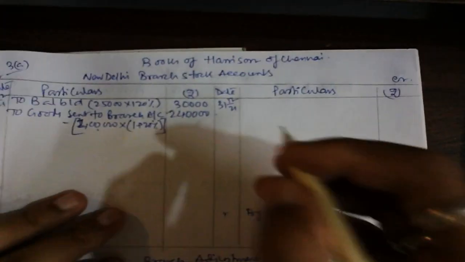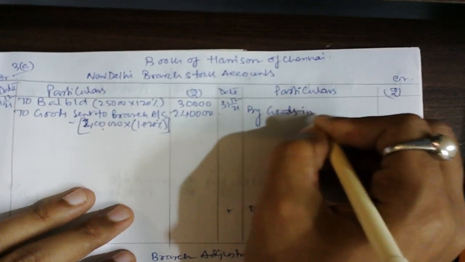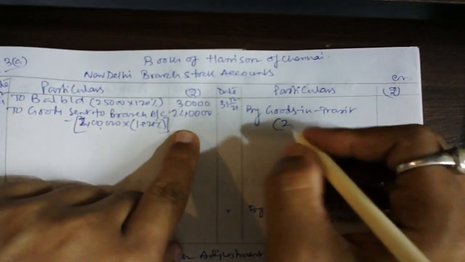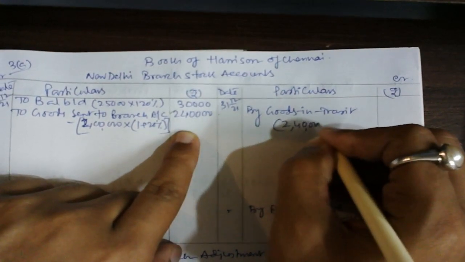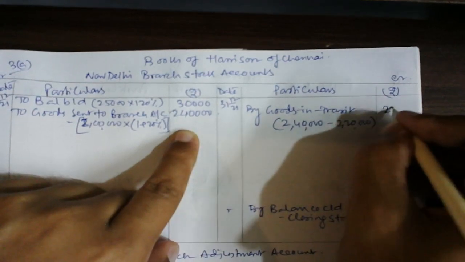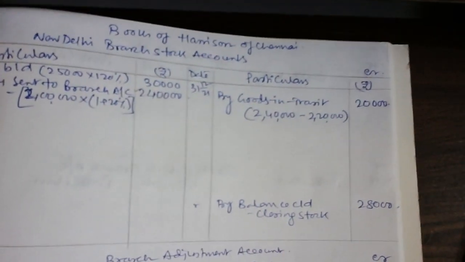So can I write here goods in transit, correct? See, our actual invoice price of goods sent is 240, but the invoice price received till the closing date is 220, so 20,000 is goods in transit. Done sir, very easy sir.